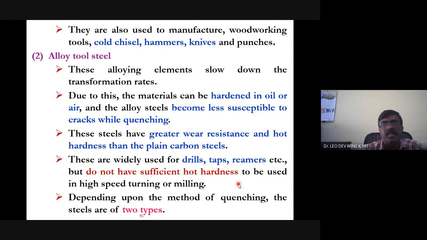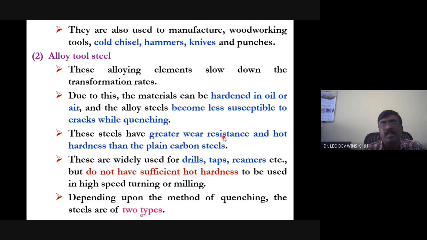The next one is alloy tool steel. Alloy tool steel means we will be adding some alloys. Already we have studied the effect of various alloying elements in this cutting tool material. According to the requirement or the property we want to enhance, we will be introducing such alloying elements, whether to improve the hardness, toughness or hot hardness. So we improve the properties as per our requirement by adding alloying elements.